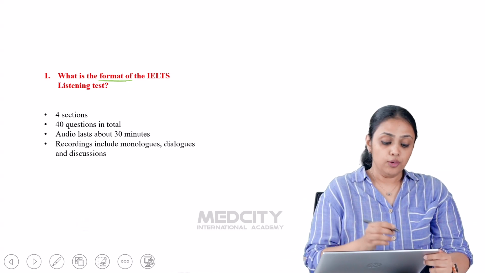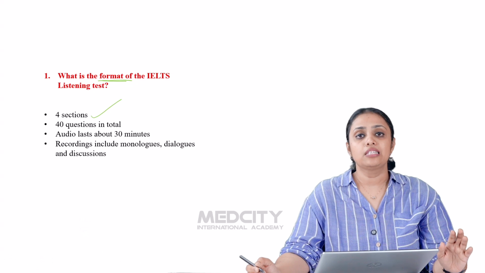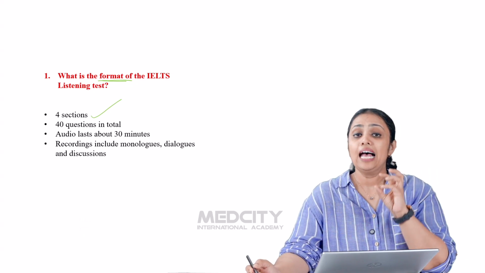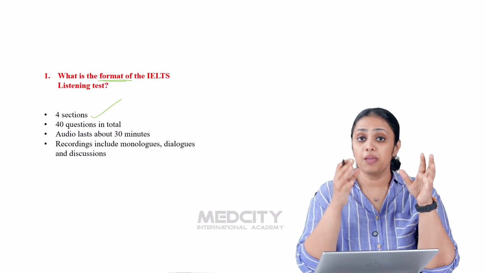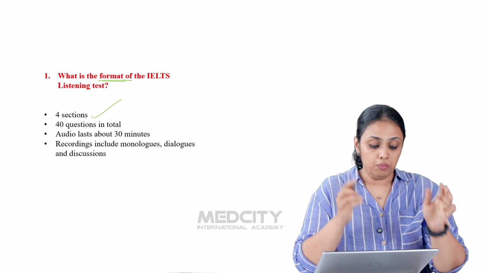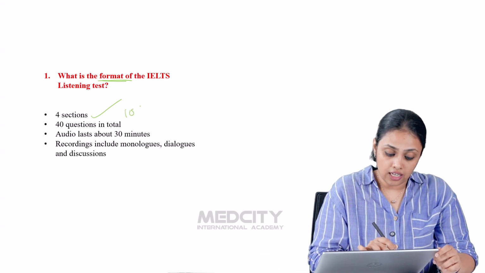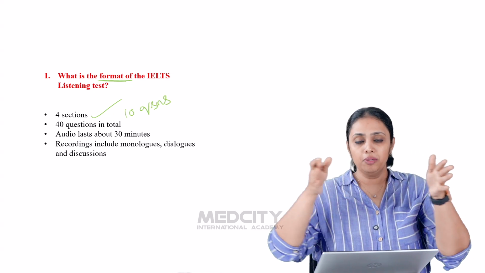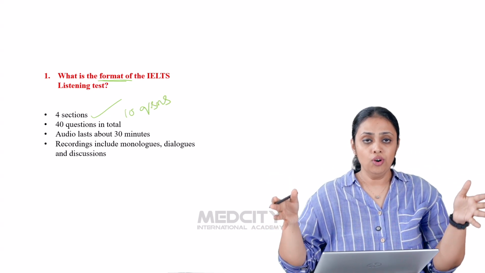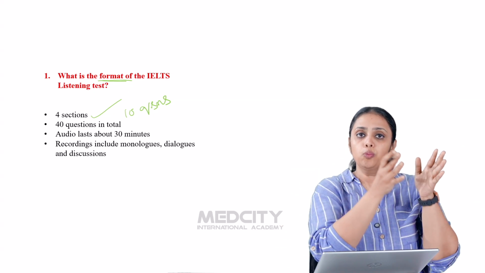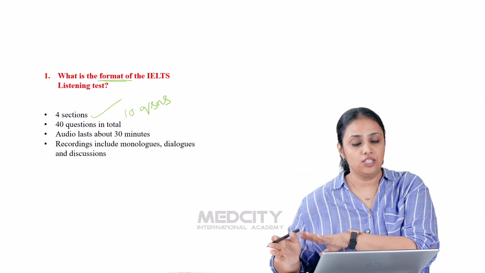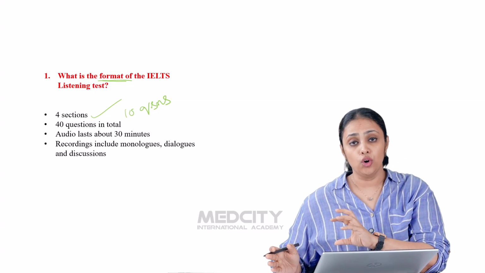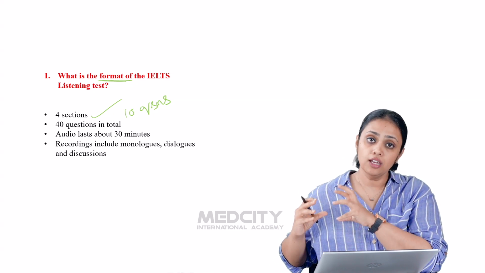Now, there would be 4 sections in your listening test: section 1, 2, 3 and 4. Each section has 10 questions. You'll be listening to the entire audio, and the entire audio would be divided into 4 different sections. Matching each of these 4 sections in the audio, there would be 4 different sections in the question booklet as well.